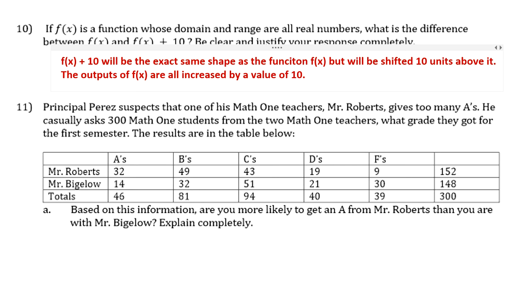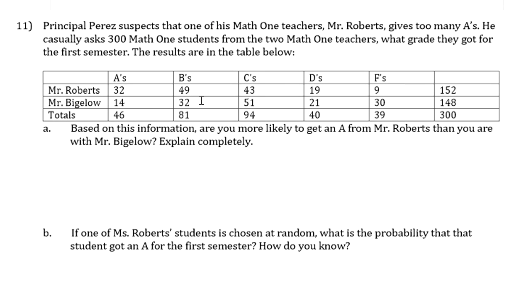Okay, let's look at question number 11. It says, Principal Perez suspects that one of his math teachers, Mr. Roberts, gives too many A's. He casually asked 300 Math 1 students from the two Math 1 teachers what grades they got for the first semester. The results are in the table shown below. Based on this information, are you more likely to get an A from Mr. Roberts than you are from Mr. Bigelow? Explain completely.